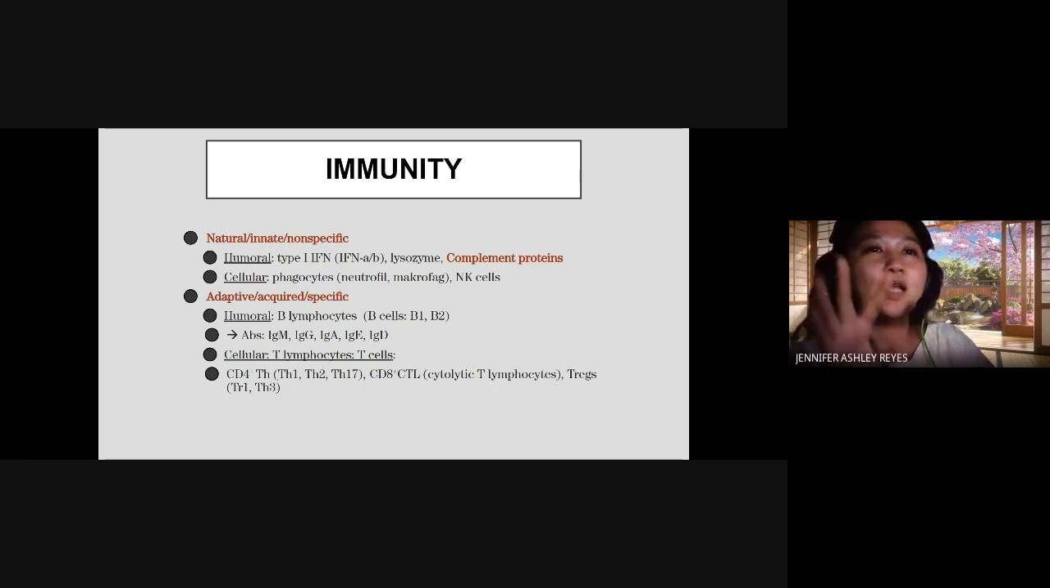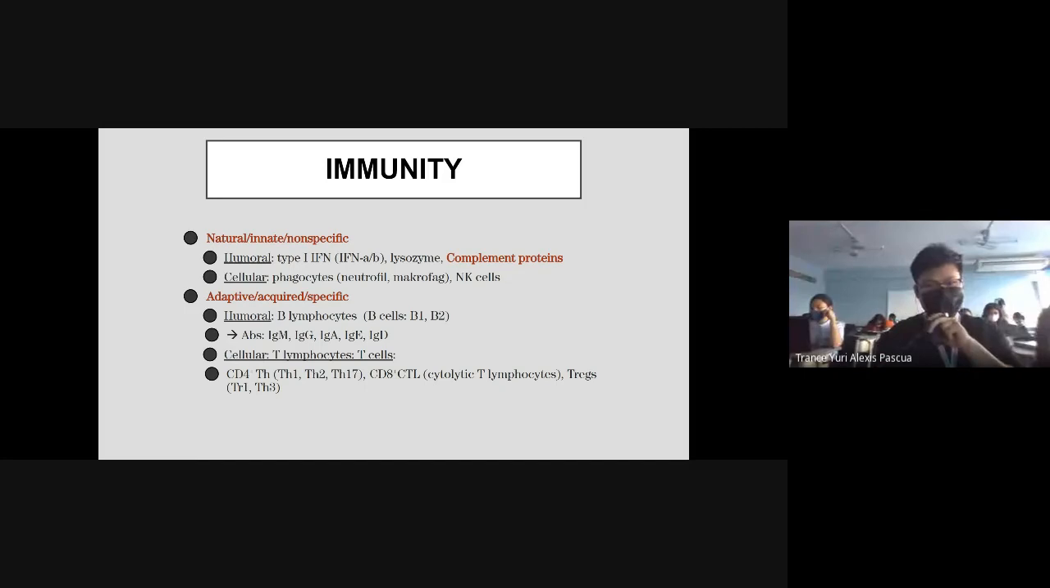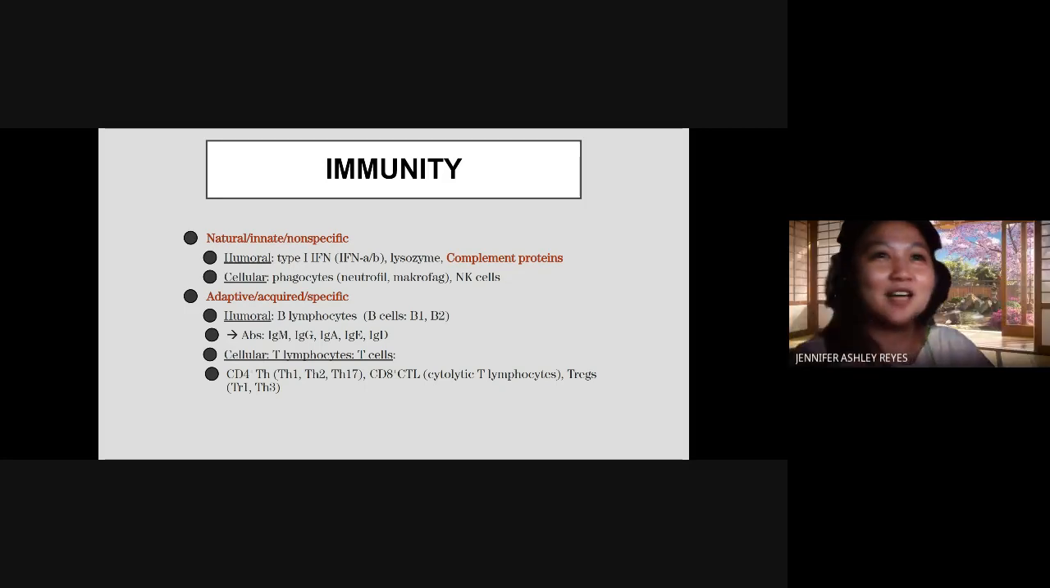So, sino sa dalawa yung may involvement of the phagocytes or immune cells? Humoral or cellular? Cellular. Pero nag-iiba lang sa type ng cells involved. Kung natural, yun yung mga non-specific cells na kayang pumatay. So, yun yung mga warrior natin, neutrophil, macrophage, natural killer cells. Pag cellular naman ng acquired or adaptive, it is specific.